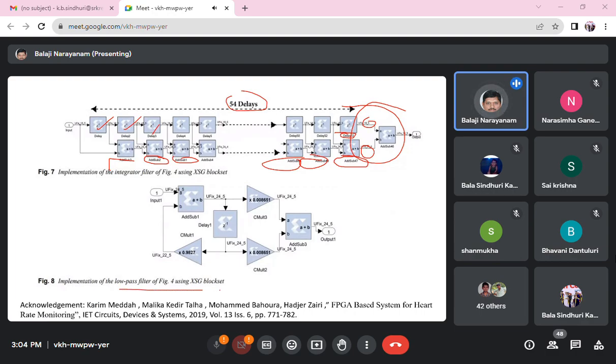And how do you implement a low pass filter? You require an adder-subtractor block. You need a C multiply, meaning a constant multiplier.